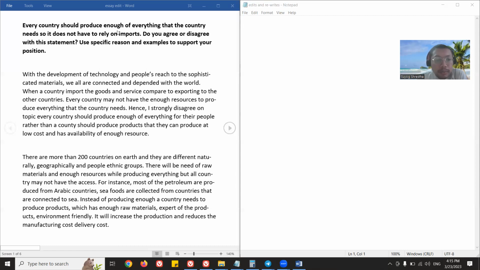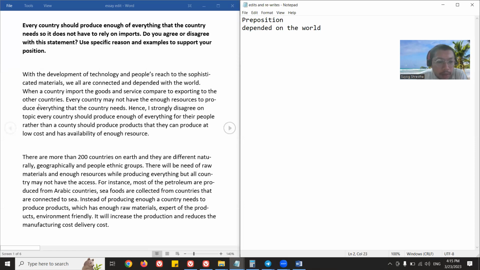So let's look at the answer, right? With the development of technology and people's reach to the sophisticated materials, we are all connected and dependent with the world. So first, dependent on the world, right? So this is one kind of error. Your preposition error, right? So preposition error is quite common actually. We make a lot of that kind of mistakes, right? So dependent with should be dependent on the world.